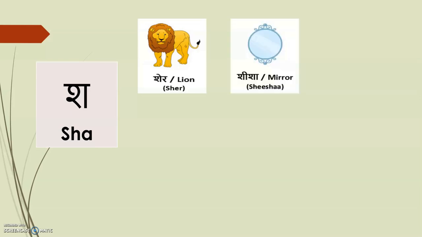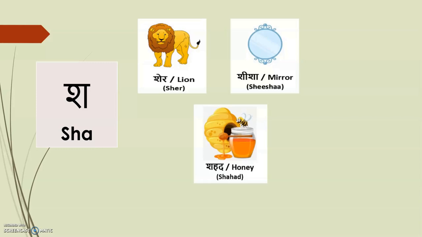In the next picture, we can see a mirror. Mirror in Hindi is called Shisha. It is called Shisha. So let's repeat. Mirror in Hindi is called Shisha. In the third picture, we can see honey. Honey in Hindi is called Shahad. It is called Shahad. So what is it called? It is called Shahad.